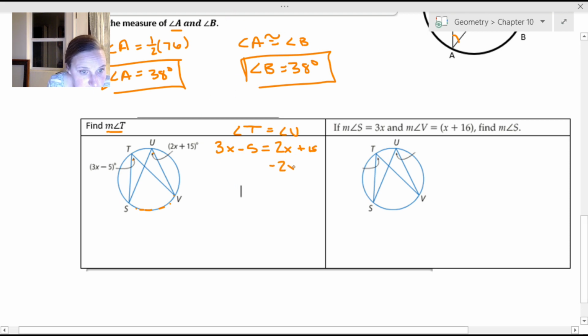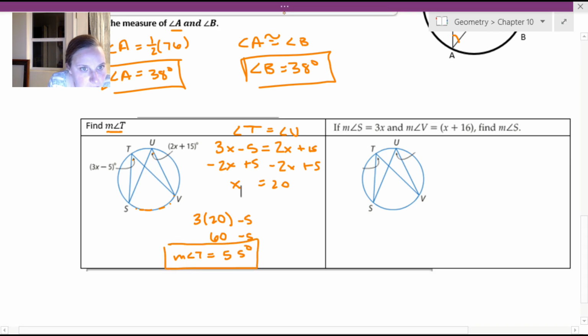So now I'm just solving. Subtract 2x from both sides, and I get x. I add 5 to both sides, and I get 20. So x is equal to 20, but that's not what it's asking for. It's asking for angle T. So I'm plugging it back in. 3 times 20 minus 5, that's 60 minus 5, that's 55. So the measure of angle T is equal to 55 degrees.